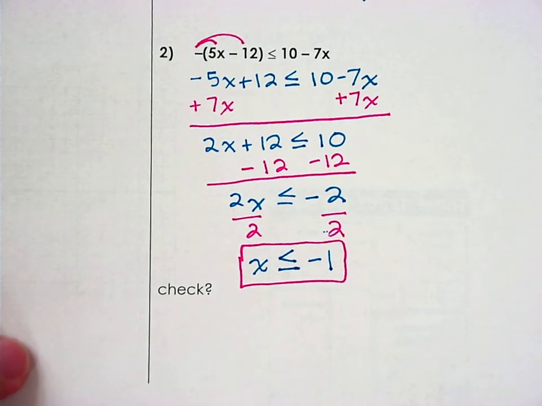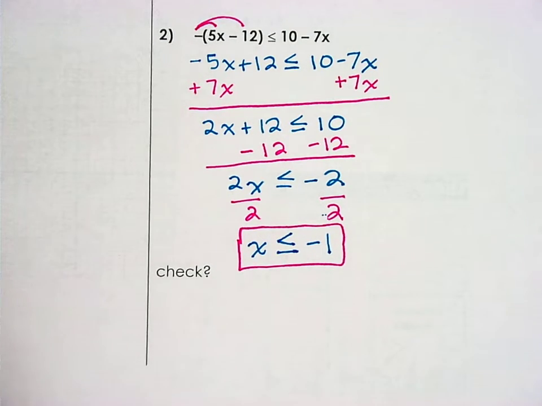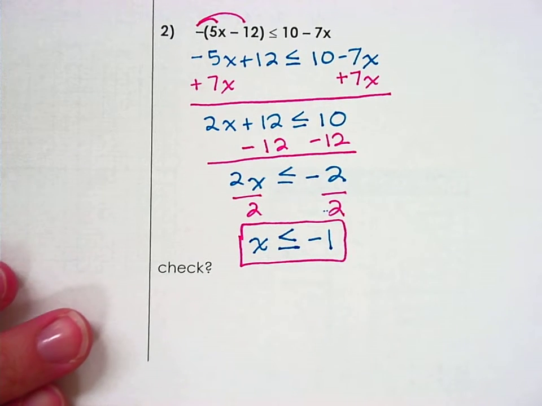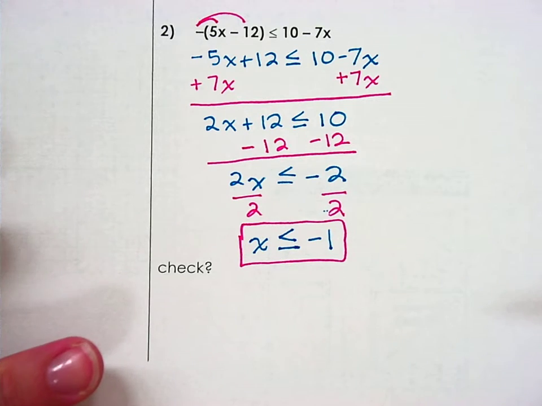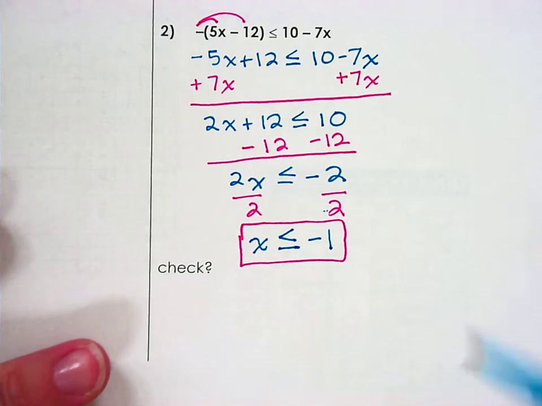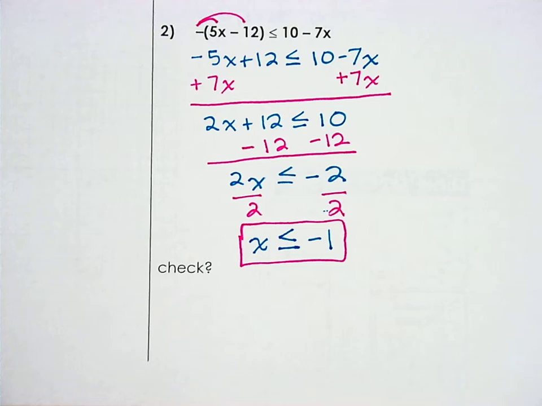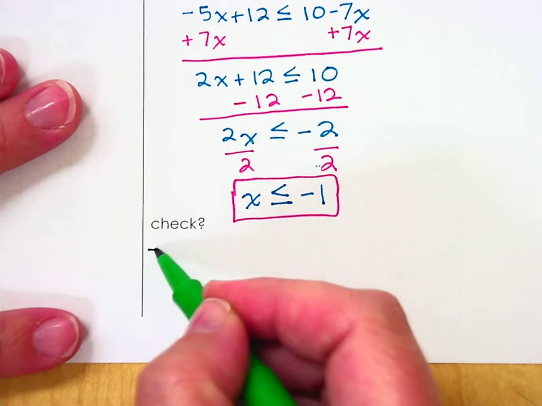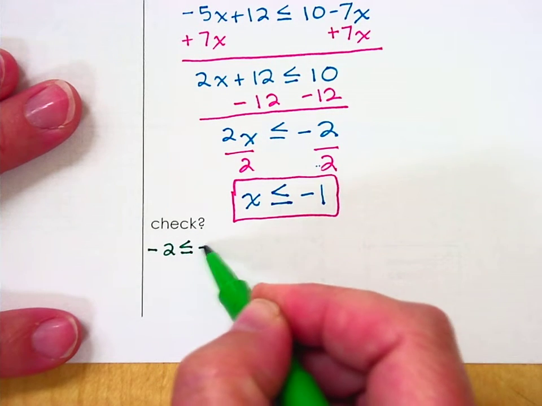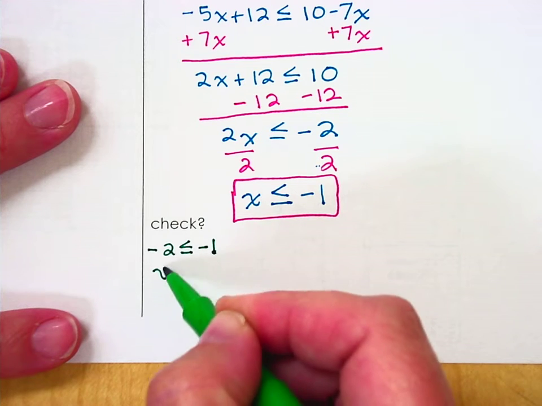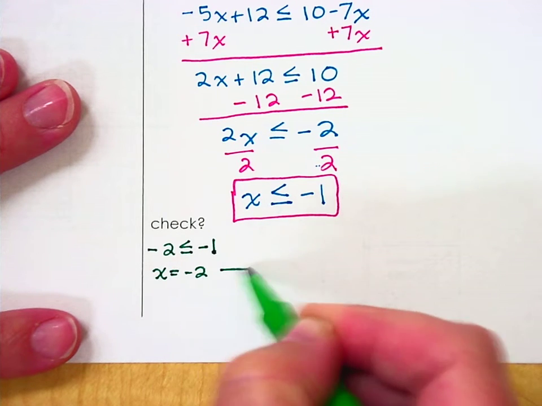So what are all of the numbers that are less than or equal to negative 1? Let's look at the examples. Negative 2, negative 3, negative 4. Those are all less than or equal to negative 1. So let's pick a number less than or equal to negative 1. Let's just use negative 2. So negative 2 is less than or equal to negative 1. What happens when x equals negative 2?